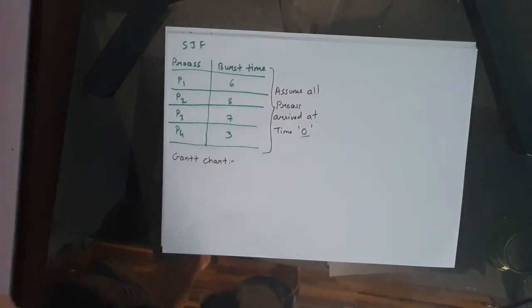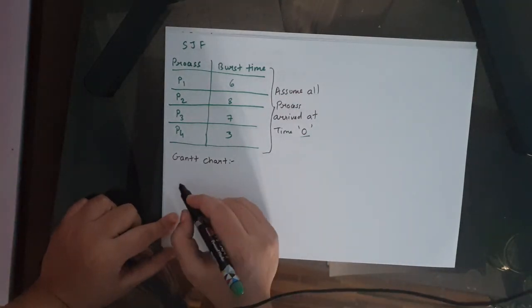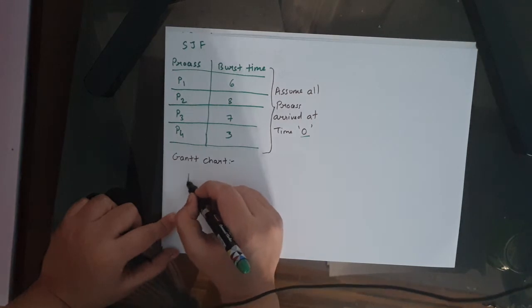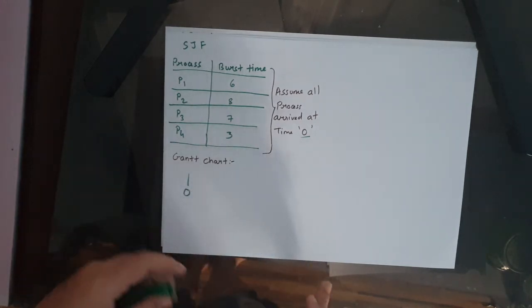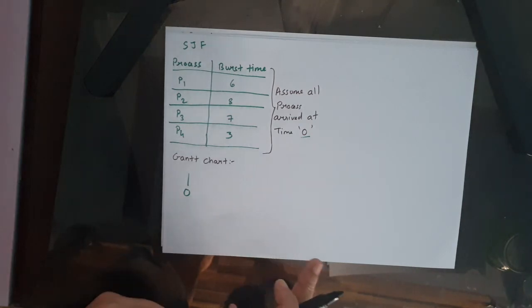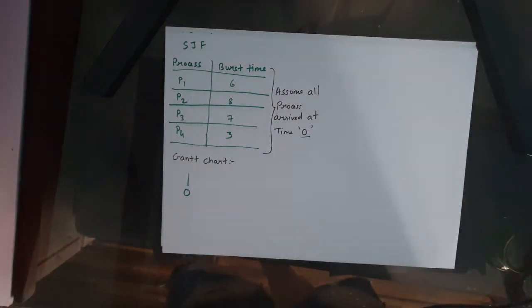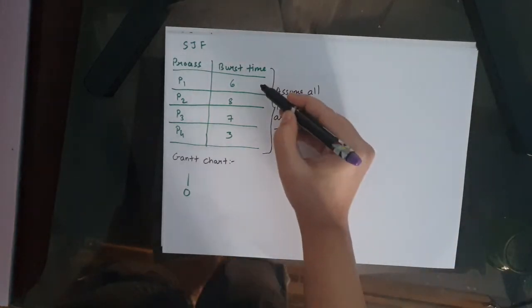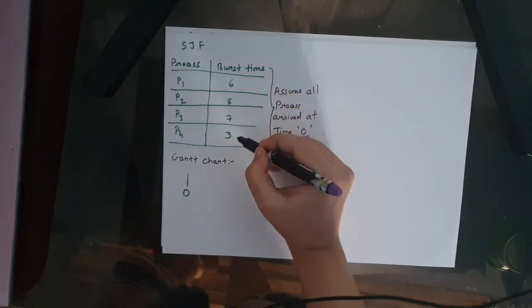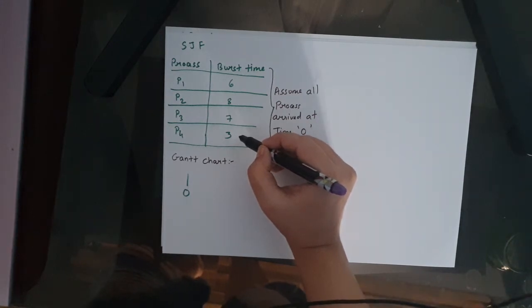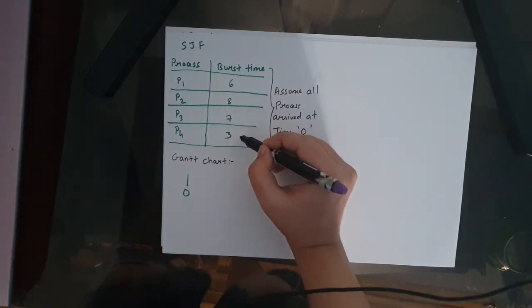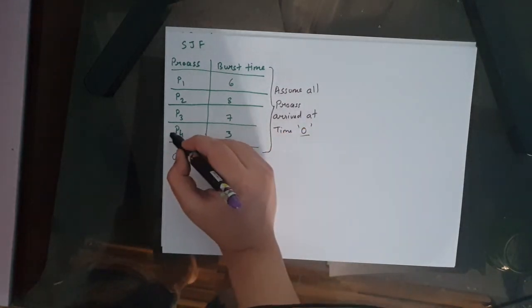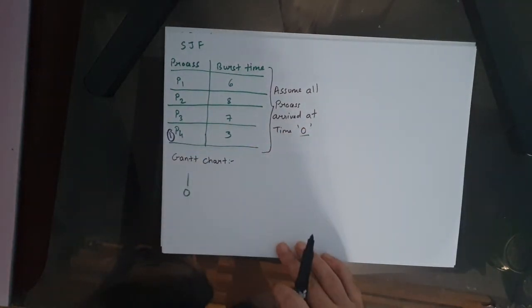Let's begin with the preparation of the Gantt chart. The CPU execution always begins from time 0. And as they have told us, it's not first come first serve, it's shortest job first. So we have to pick a process with the shortest job, so we have to consider the burst time. We notice that 3 is the shortest burst time, so first we need to pick P4 for execution.